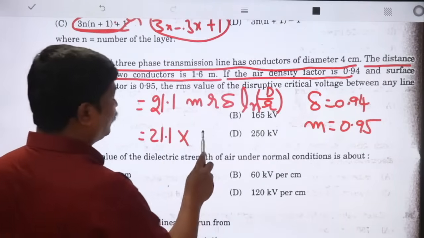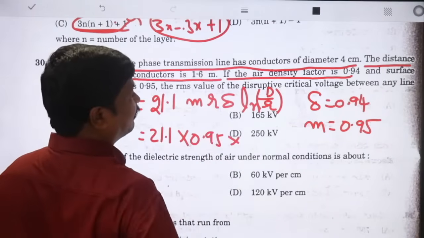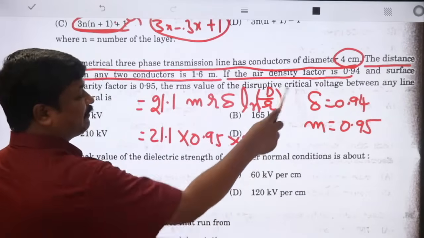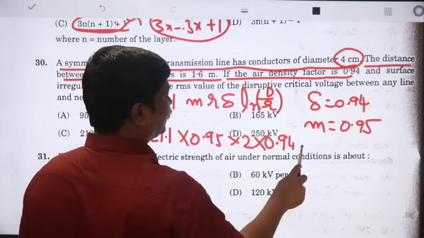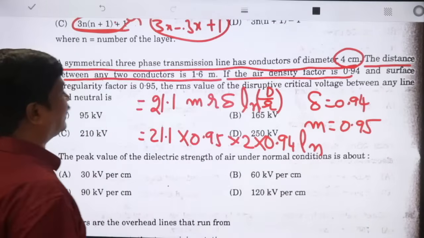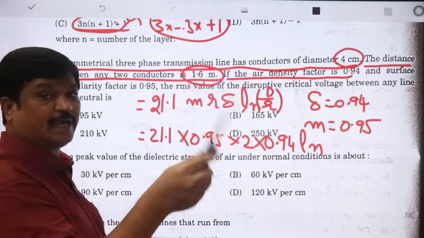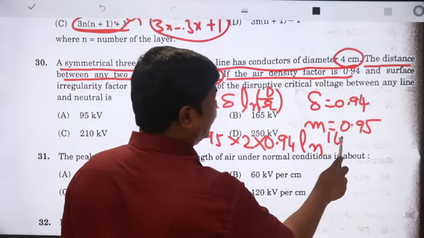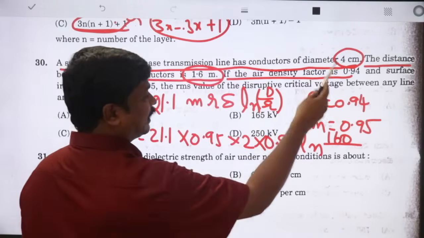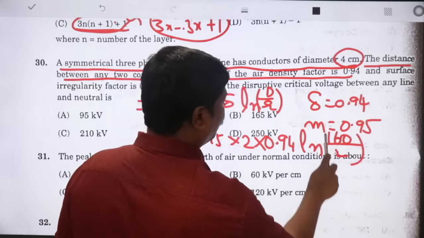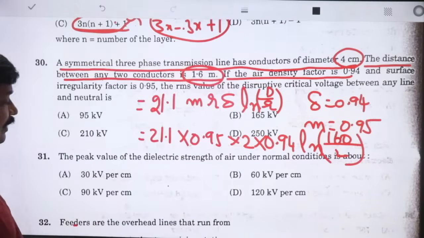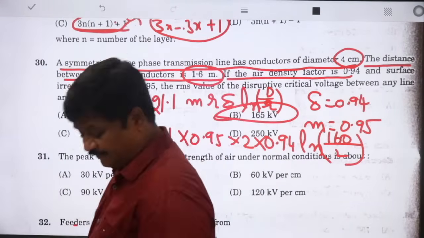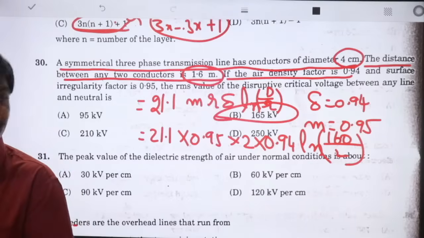21.1. What is the m value? 0.95. What is the r value? The diameter is 4 centimeters, so the radius is 2 centimeters, and the delta value is 0.94 into ln. What is the distance between the conductors? 1.6 meters. Everything we are using in centimeters, so it should also be in centimeters: 160 centimeters divided by the radius, which is 2. If we calculate this, I hope we are going to get 165 kV. That may be the right answer for this particular question.